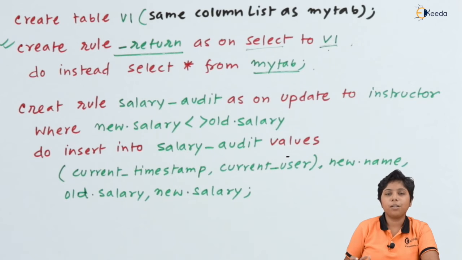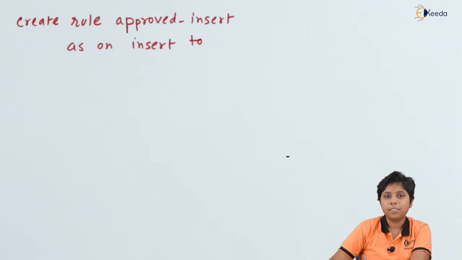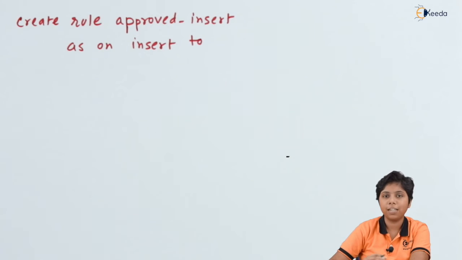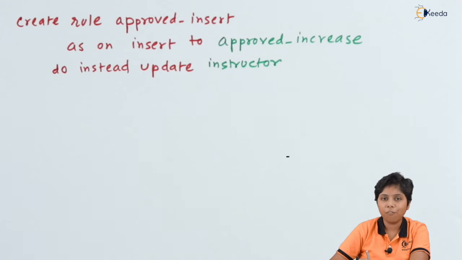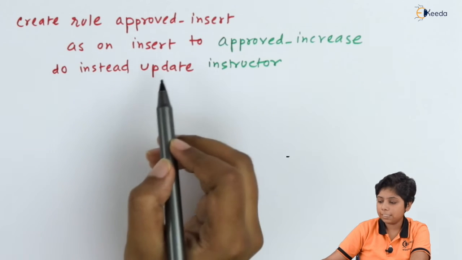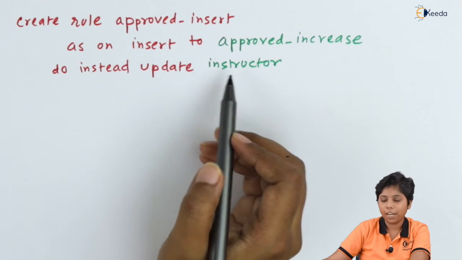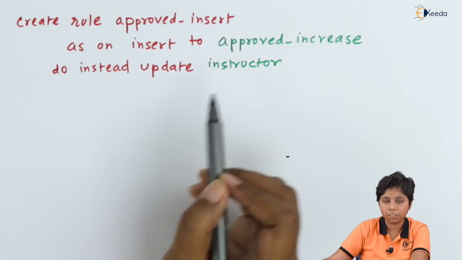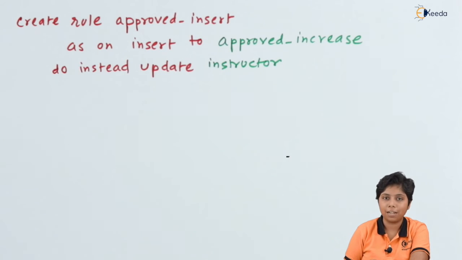Now let us go for a more complicated insert. Say for that we want to increase the pending salary of those instructors. That means not only the salary or the previous salary that was not updated. See here we are inserting the approved new salary. So that is why we are using the insert to command, not the select to and update to. As the rule qualification we are using do instead update instructor. That means other than inserting into the approved increase, we can update the instructor table to increase the previous salaries.